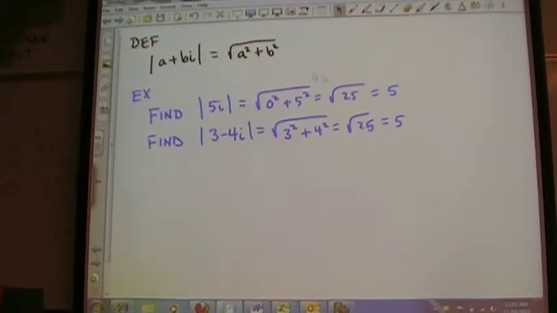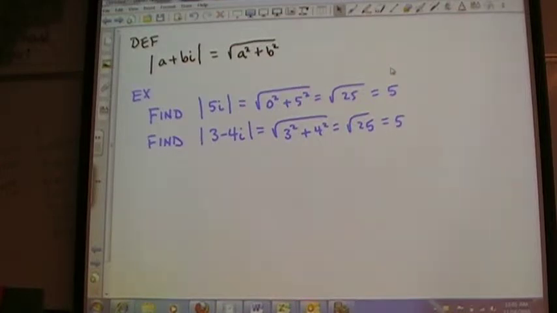All right, next is absolute value. Write down the definition of absolute value of complex numbers. The absolute value of a plus bi is equal to the square root of a squared plus b squared. Notice i is not under that radical. a is your real number. b is the number in front of i. So when you're calculating the absolute value of an imaginary number, you do not include the i.